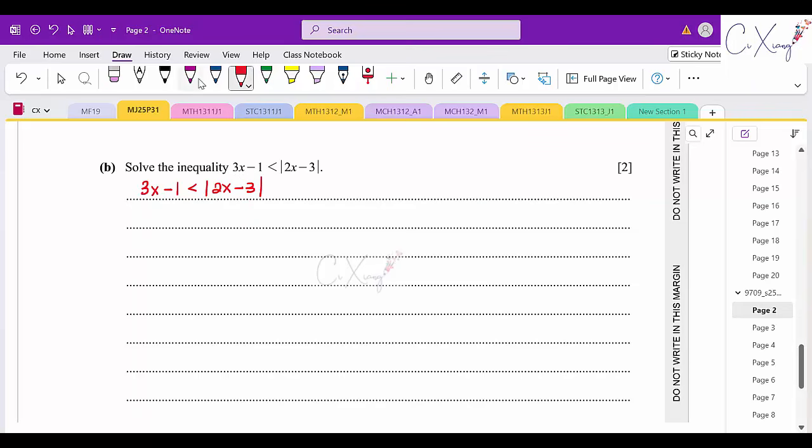So maybe for this question, it will be convenient to draw another line, 3x minus 1. If you try to draw the line y equals 3x minus 1, right? The same thing happens here. You let y equals 0, then your value of x is 1 over 3.